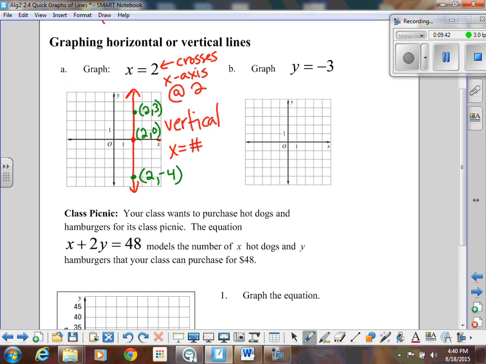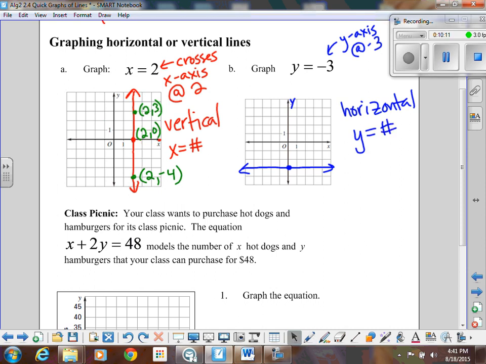All right, graph y equals negative 3. This is telling you it crosses the y-axis at negative 3. So I'm going to go to, here's the y-axis. I'm going to go to negative 3. So that's down 1, 2, 3. And it has to cross here. It has to be either vertical or horizontal. The only way I can get that is horizontal. So y equals is always going to be a horizontal line, and that's always y equals some number.